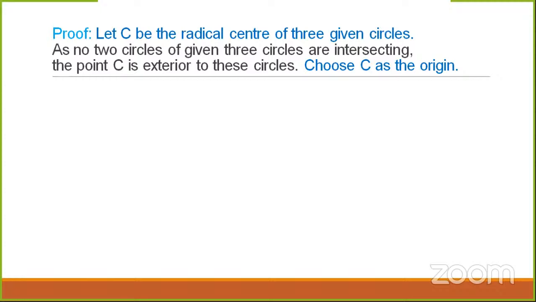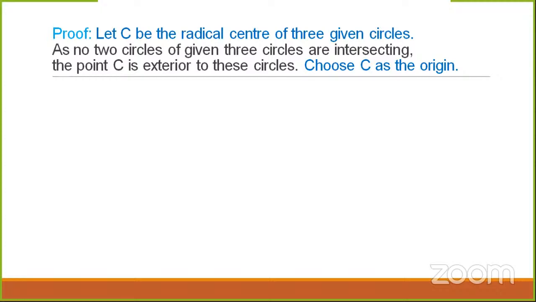When they are touching, we cannot assure that the radical center lies outside or inside. It is on the common tangent. And when the circles are intersecting also, it can be on the common chord. As per the definition of the radical center, it will be clear that if the circles are non-intersecting, then C will be exterior to these circles. The locus of all the points whose powers with respect to the first circle and with respect to the second circle are equal gives us the radical axis. So the radical center in this case lies outside. Therefore, we can conclude the point C is exterior to the circles.